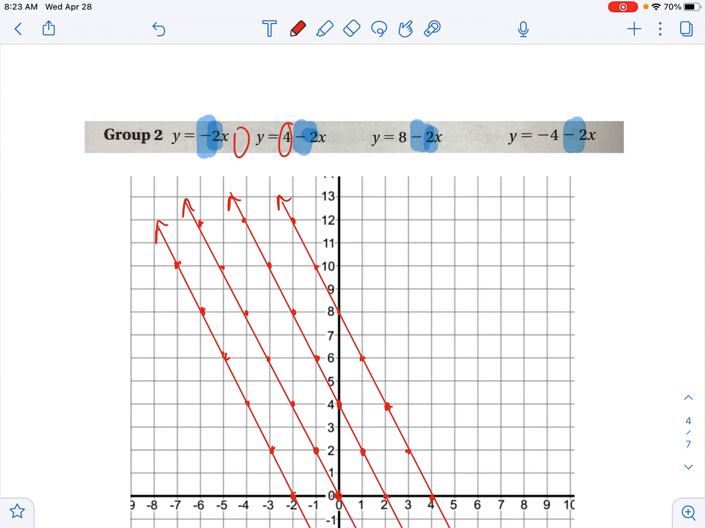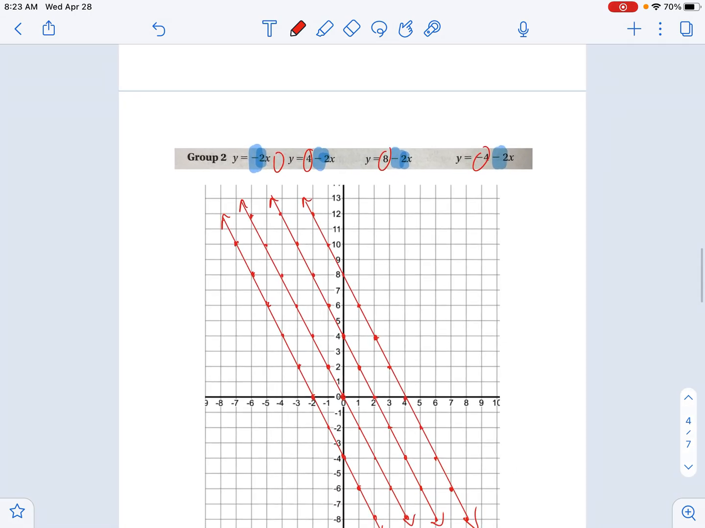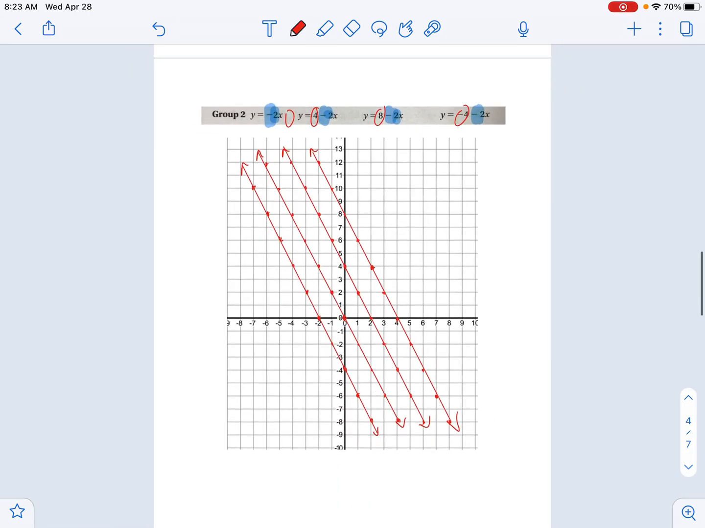So something to recognize. Now the y-intercept, though, is what moves them. So they're getting shifted around, but they are all staying on the same slope. So if they have the same slope, they will be parallel. Yay! Well, thanks for doing parallel with me.